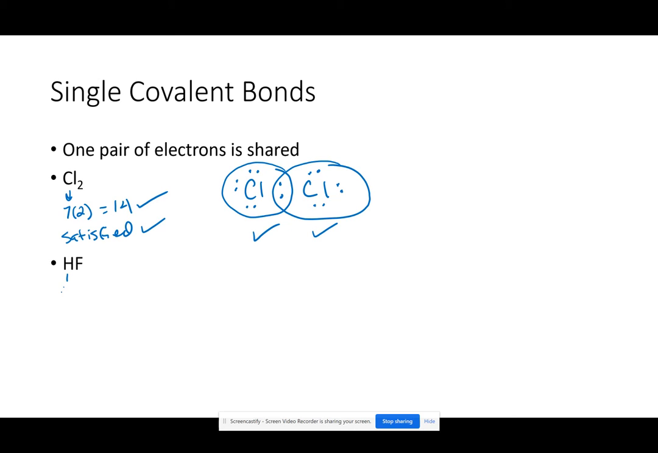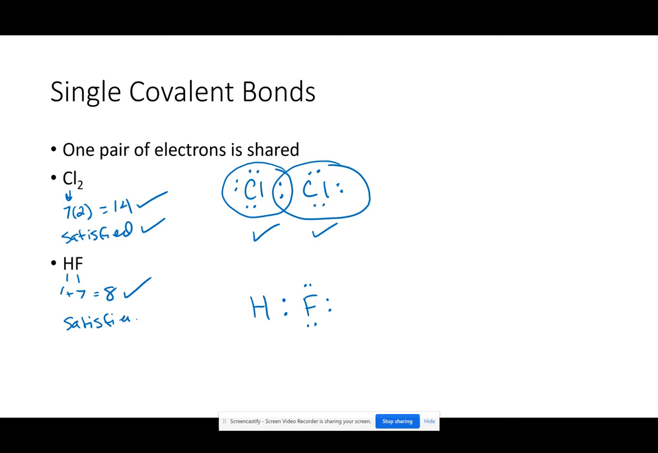Doing HF: hydrogen has 1 valence electron, fluorine has 7, so add those together. I can use 8 electrons. Start with a single bond, so 1 pair of electrons being shared between the hydrogen and the fluorine. I have to get to 8, so I need to put in 6 more electrons. Remember that hydrogen cannot have any lone pairs, so the other electrons can't go around the hydrogen, they have to go around the fluorine. So that's 2, 4, 6, 8. So I've used 8.